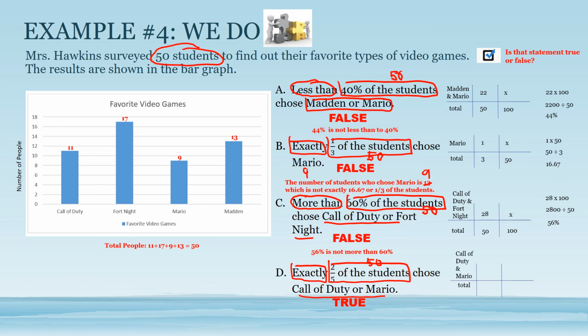So Call of Duty and Mario over the total. Remember, we have 2 out of the 5 students surveyed. You're going to have X out of 50, so part to whole relationships and part to part relationships. So you're going to do 2 times 50, which is 100, and 100 divided by 5 is 20. So therefore, the number of students who like Call of Duty and Mario is 20, which is exactly 2/5 of the students, which is also 20.